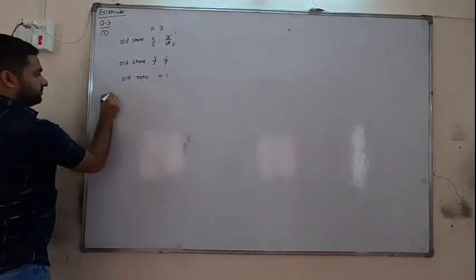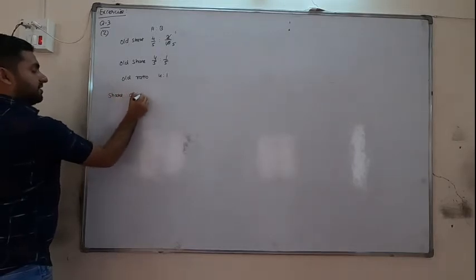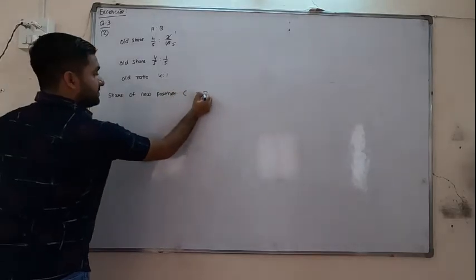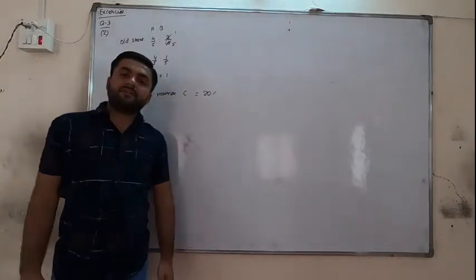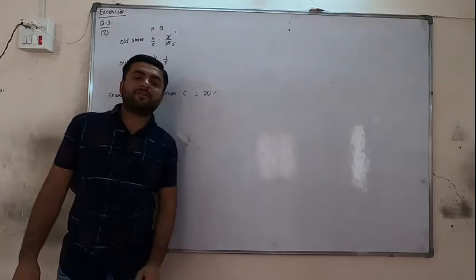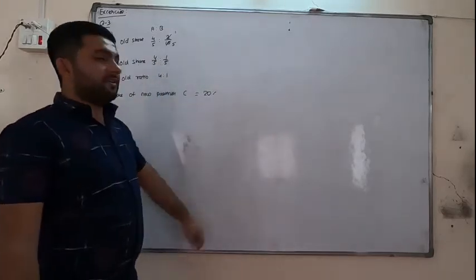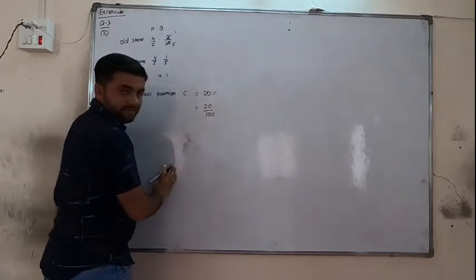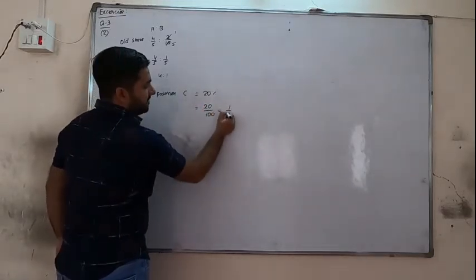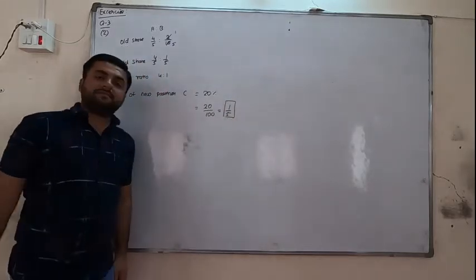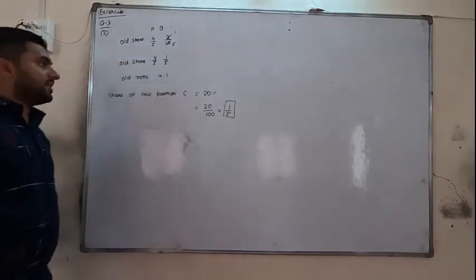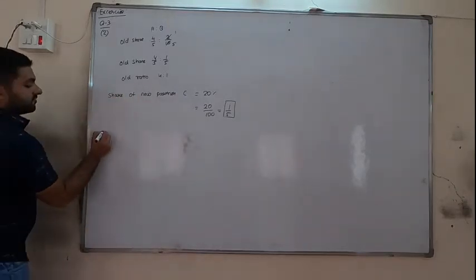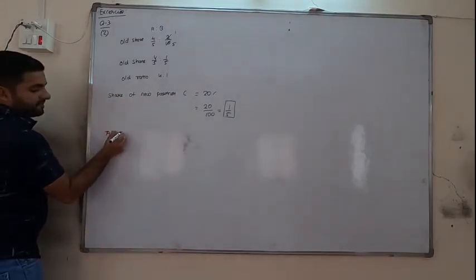Now share of new partner C is 20%. Directly, like the previous sum, they have not given 1 by 4. Here they have given 20%. So as you know from 11th standard, you cut this thing, so what will remain? 1 by 5. How? Okay, so now these things are proper. Old ratio we have, share of new partner we have. So again we are starting the sum.